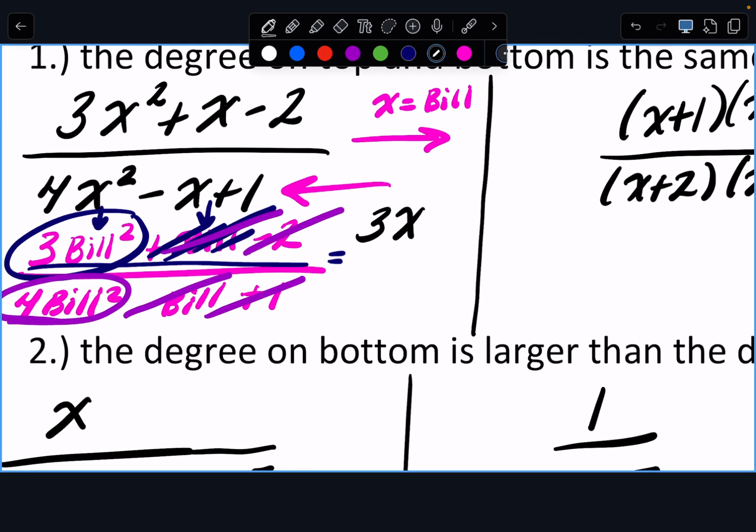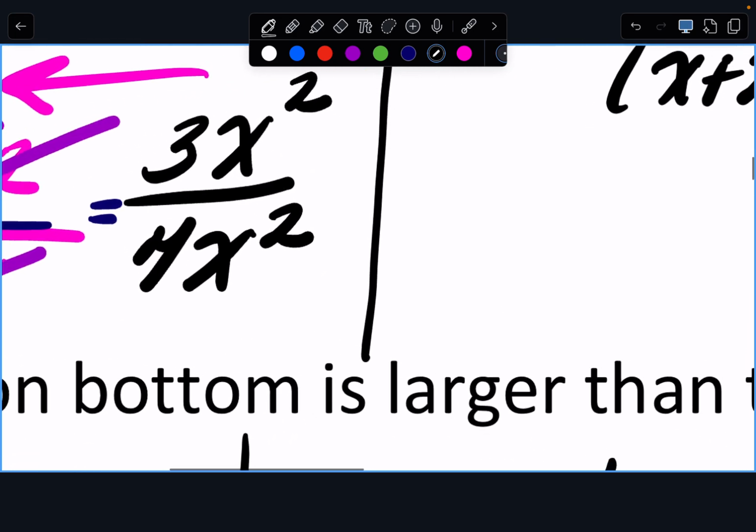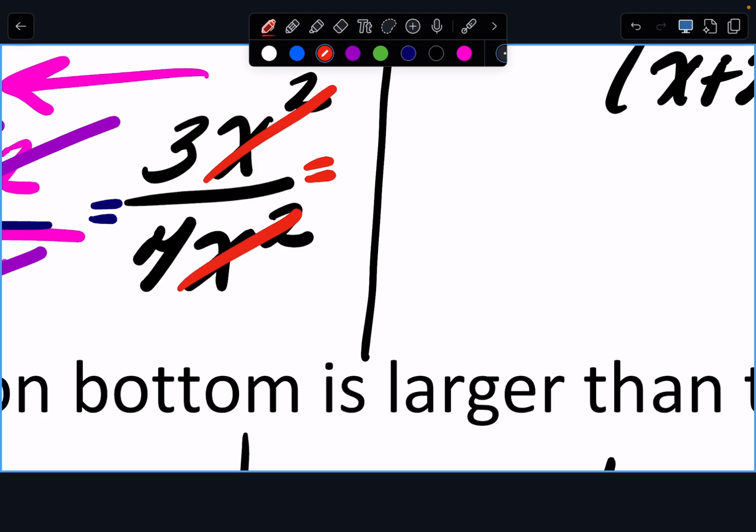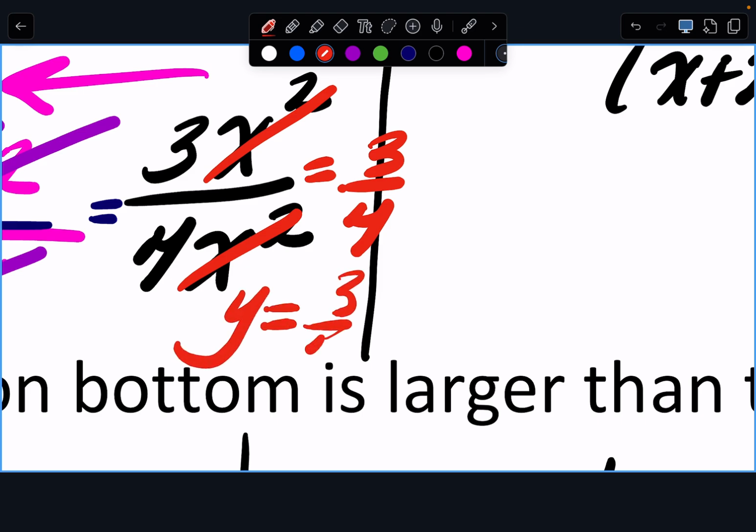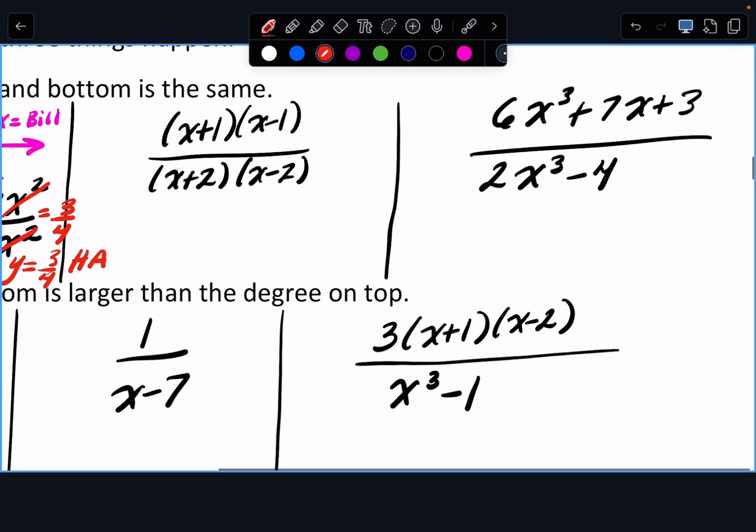Let's go back to x's. So that would be 3x squared, the leading term on top, divided by 4x squared. This is what matters since we're plugging in a billion. So what does that simplify to? Everybody look, don't overcomplicate it. Don't the x squareds divide out? 3/4. You just got an approximation. 3/4 is what it's going to approximately be. So y equals 3/4 would be your horizontal asymptote. Does that make sense? Divide leading term by leading term.